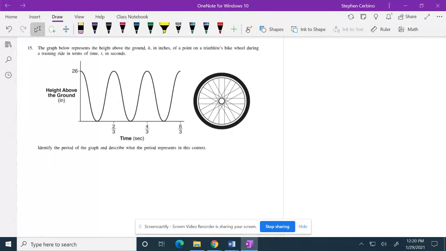Number 15, describe the period of the graph. So to make one cycle, it takes 2/3 of a second. What does it represent in the context? Well, that would be the time it takes for the tire to complete a full rotation. That's it. That's all I asked you to do.